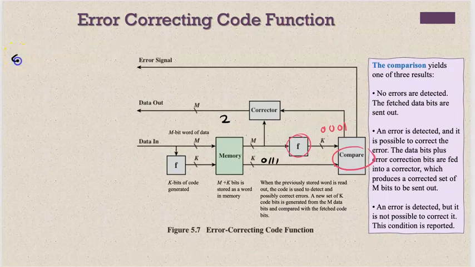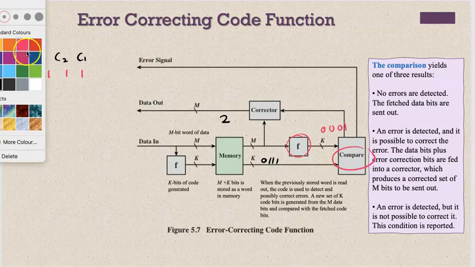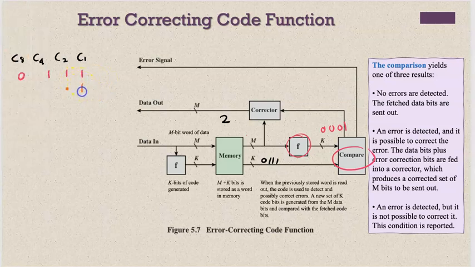So we have our C8, C4, C2, and C1 over here. And our original check bit would be 1, 1, 1, 0. And the new K that we got is 1, 0, 0, and 0.